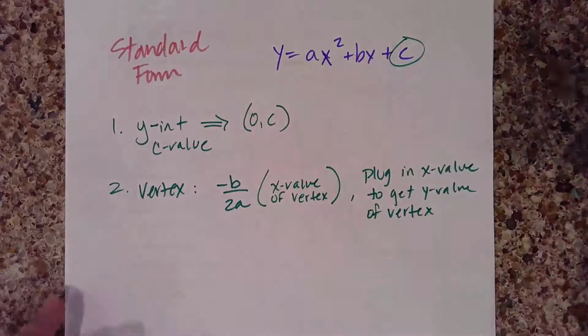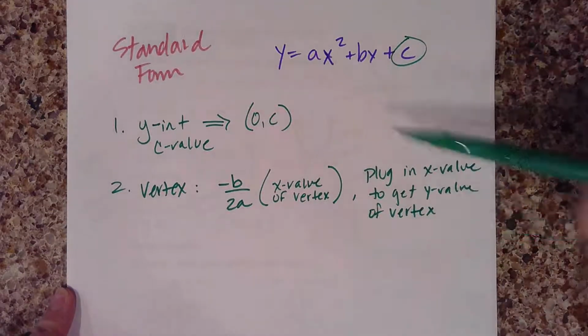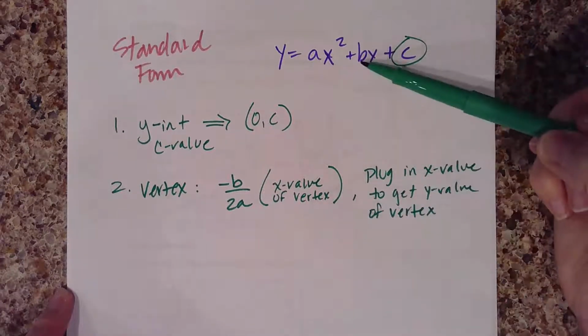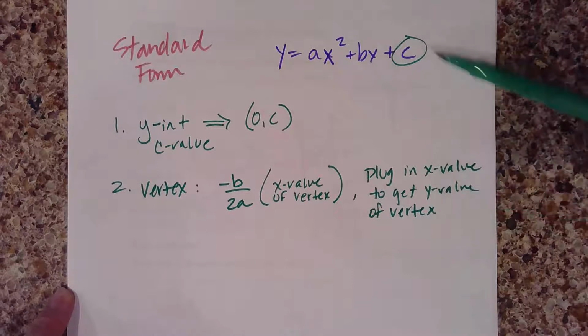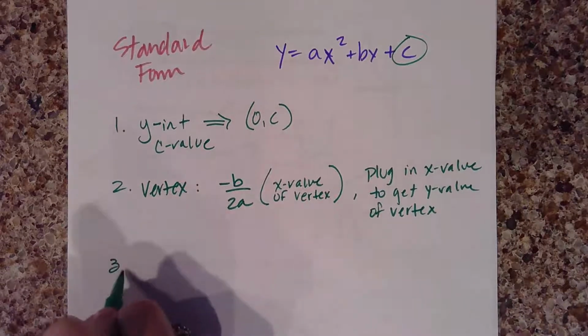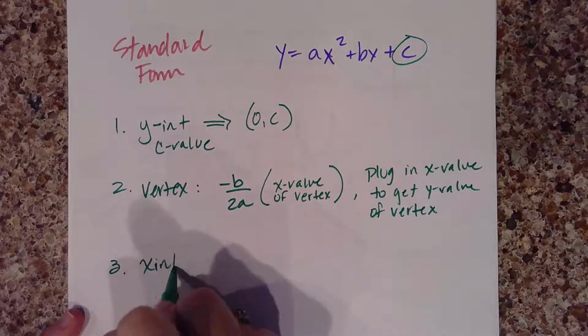So remember, a vertex is the point (h, k), right? So you need to get the x value, you need to get the y value. So this is the formula we use to get the x value. Once you know that number, plug it back into your equation, solve for y, and that'll give you the y value of your vertex.